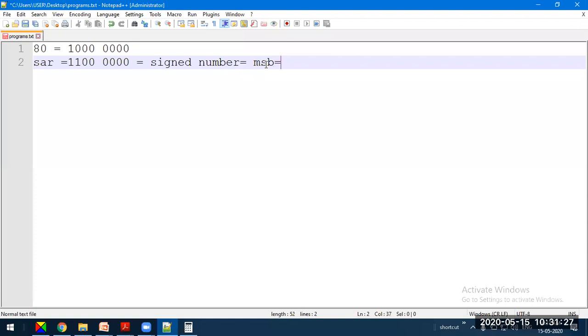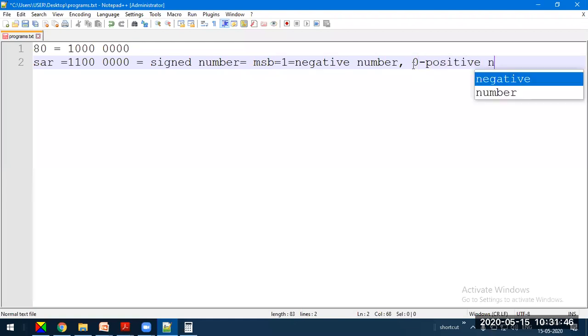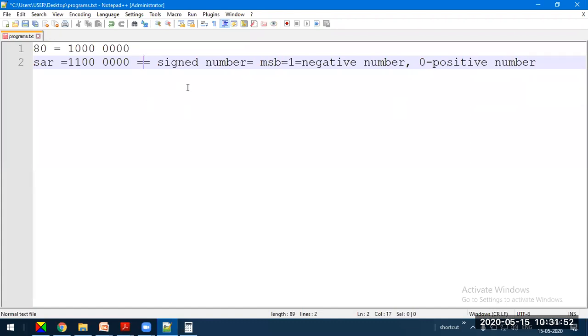MSB 1 means a negative number, by convention, whereas if it is 0, it represents a positive number. With this understanding, what is this value equal to, guys?